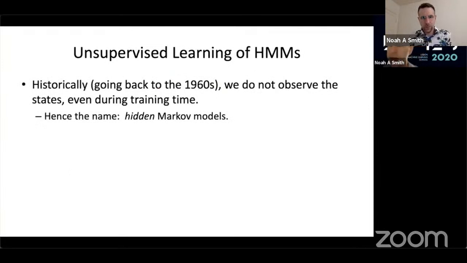Okay. So now let's transition to the unsupervised learning case, which arguably has a longer history, and there's quite a lot more to say about this situation. Going back pretty far, to the 1960s, the name hidden Markov models evoked a notion that we were going to use these models in the unsupervised case. The word hidden means we do not see the states that the tokens, the words, are generated from.